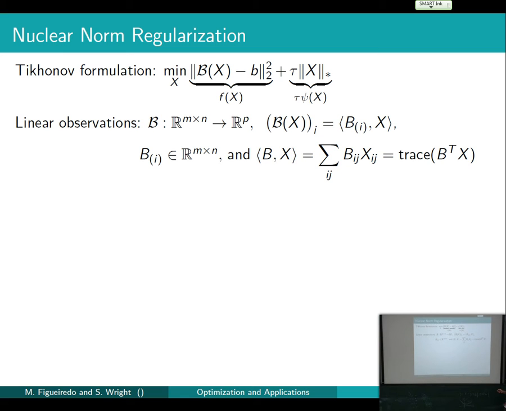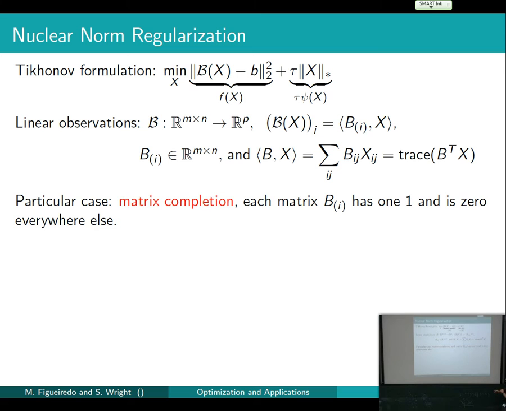We're assuming that these observations are linear, and that means that each observation in the operator beta can be defined in terms of a matrix B_i. So you can think of the ith observation as being the inner product of a matrix B_i with a matrix X. The inner product of two matrices, the conventional definition, is just the trace of B transpose X. You also get it by taking the products of the corresponding elements of the two matrices and then adding them all up. It's like an inner product.